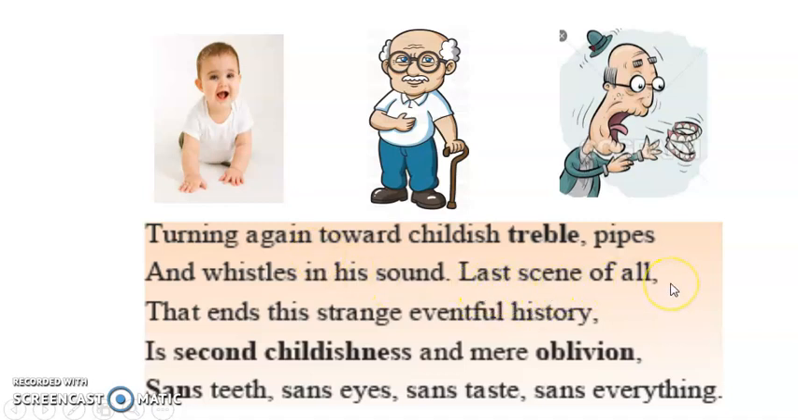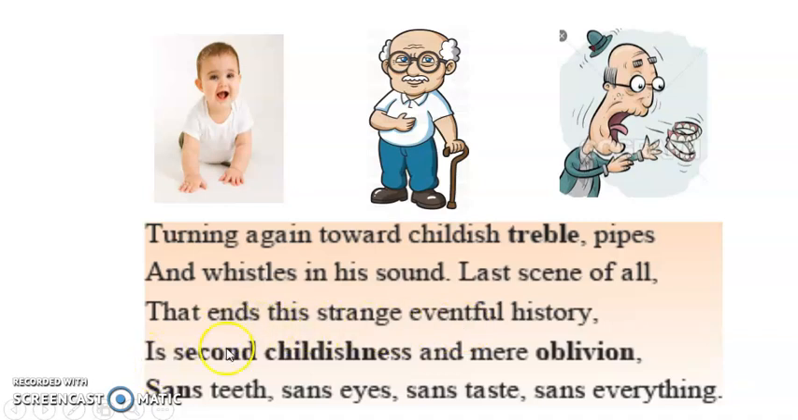Last scene of all. Now coming to the last scene, what is that? This stage, that is the seventh stage, that ends this strange, eventful history. Now children, each of our life is going to be in history, right? When we pass away, somebody is going to talk about us. Whether it's good or bad, that depends on what we do, how we live our lives. So the last scene ends with strange, eventful history.